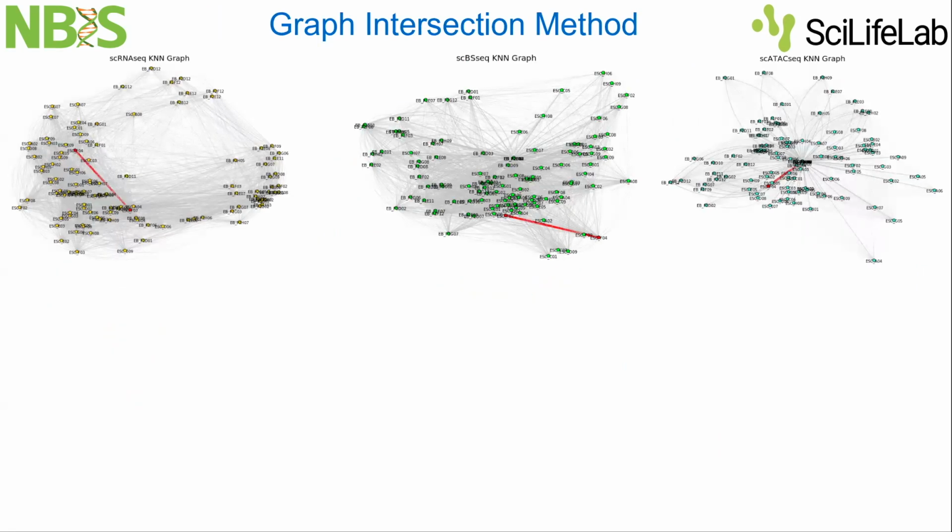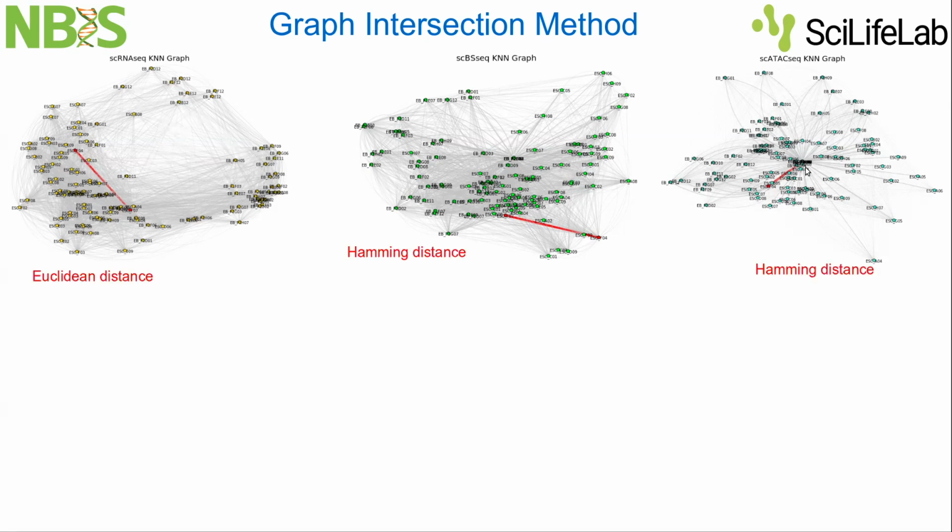So maybe the last important method I wanted to explain, I still have 2 minutes. It's a graph-based integration, graph intersection method, where the idea is again simple. You construct KNN graphs for 3 individual omics. Here the nodes are cells, and those are the same cells. So across all these 3 graphs, you have exactly the same cell IDs, but the edges, the connections, were constructed using single cell RNA-seq, single cell bisulfite-seq, the methylation data, and single cell ATAC-seq.